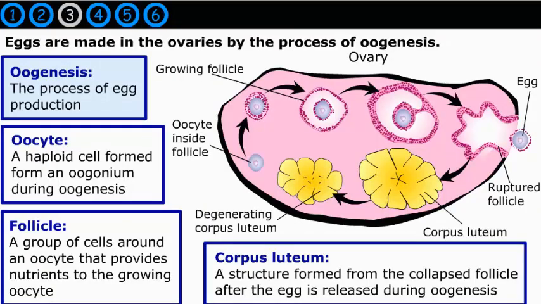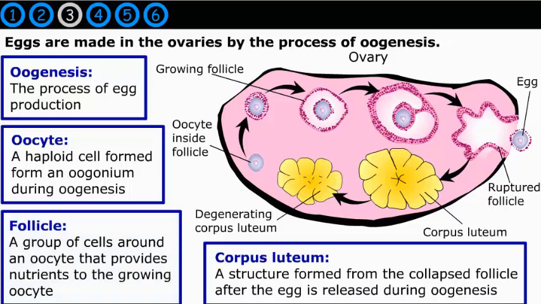During oogenesis, the oogonia that divide into mature eggs develop between birth and puberty from the female germ cells in one of the two ovaries. These cells, called oocytes, are surrounded by other cells that provide nutrients for the immature egg. These cells make up a structure called a follicle.